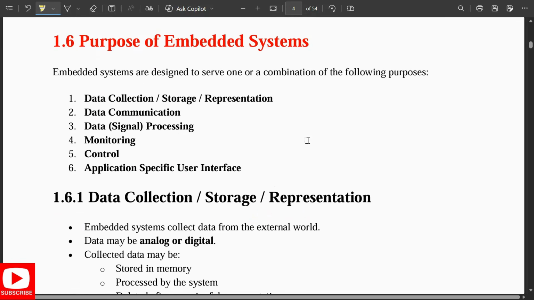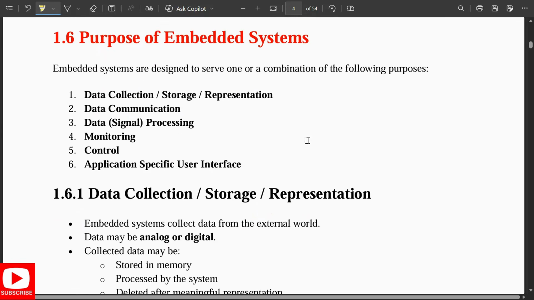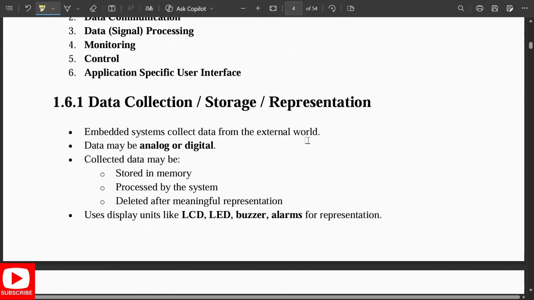Then what is the purpose of having an embedded system? So they are designed to serve one or combination of the following purpose. Firstly, data collection or storage or representation. Secondly, it is data communication. Third one, data signal or signal processing, monitoring, control, application specific user interface.